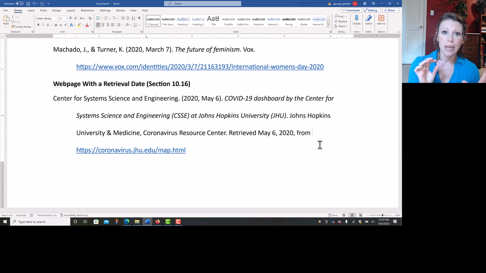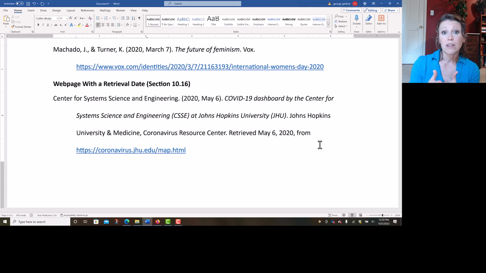So COVID is capitalized because that's how they did it, and it's the first word. Centers for Systems, Science, and Engineering is capitalized because it's the name. It's a proper noun. It's a name for a group. Same thing with Johns Hopkins University. It is the name of a university, so it is a proper noun. So those things get capitalized.